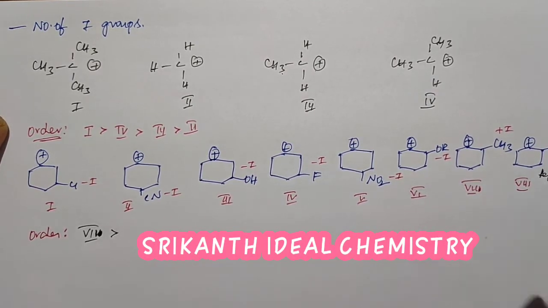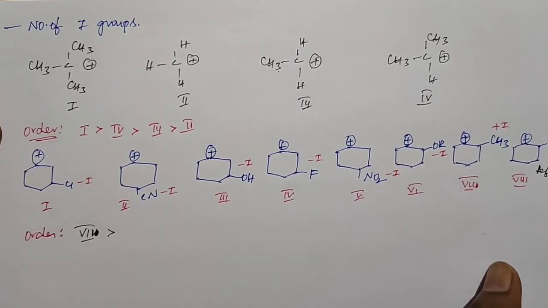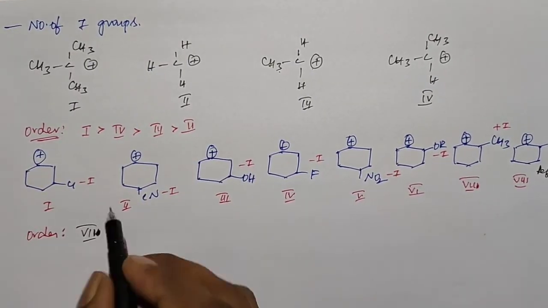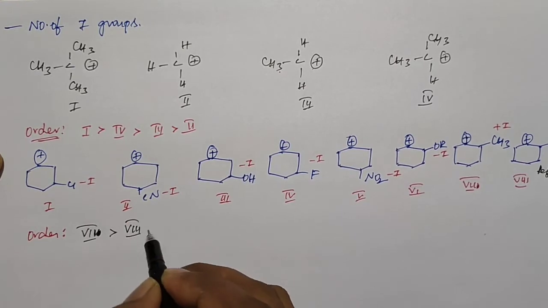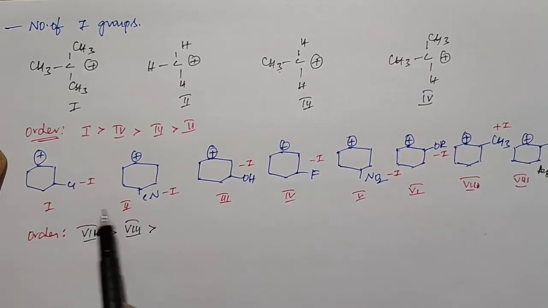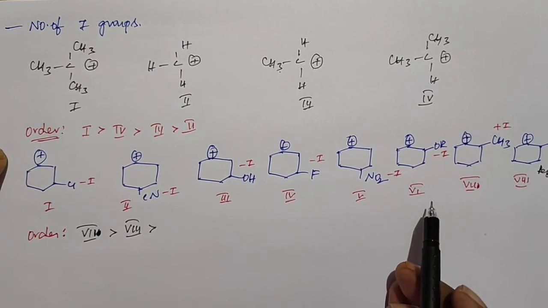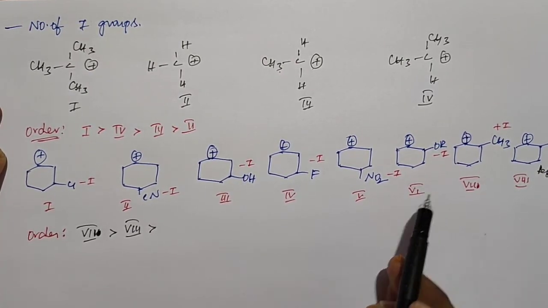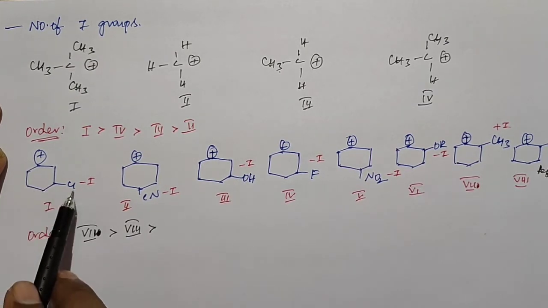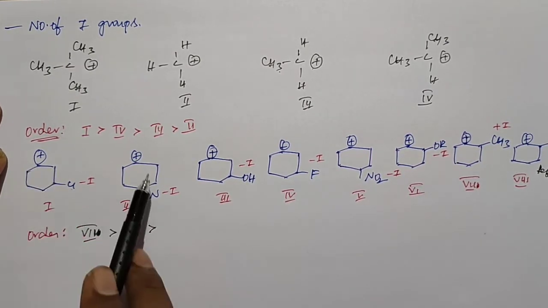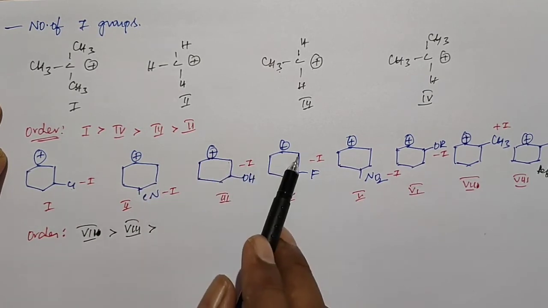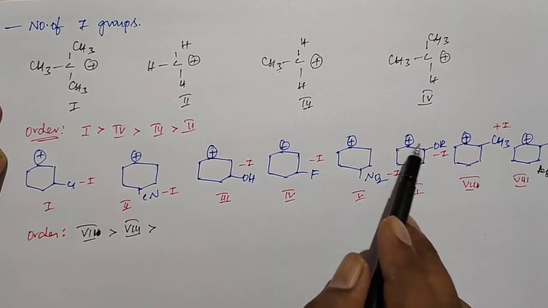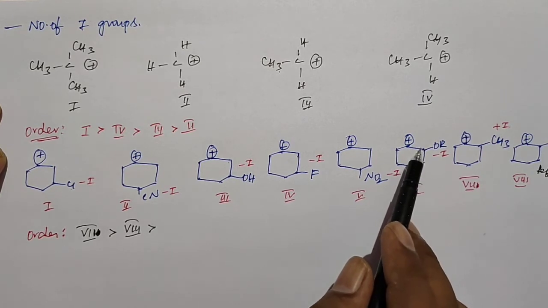Here we don't have plus I groups or minus I groups, so that's why it is taken as the next highest stable compound. So the eighth one is next highest stable. After that, 1 to 6 we have minus I groups. If the distance between the positive charge and the minus I group is increased, then stability increases. So here the distance between the minus I group and the positive carbon: here 2 carbons, here 1 carbon, here 1 carbon, here 2 carbons. Here there is no distance, it is less distance, or the positive charge and minus I groups are quite near to each other.